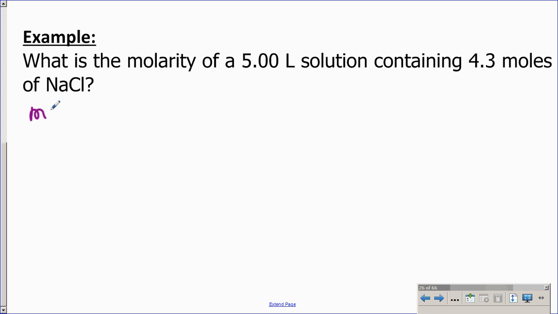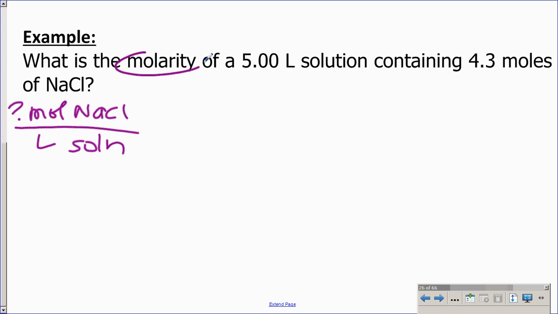Right, moles of what? What's the solute in the question? Sodium chloride, okay. We're looking for moles of sodium chloride over liters of solution. SOLN is how I write solution, you probably figured that out. Okay, so now I can continue.